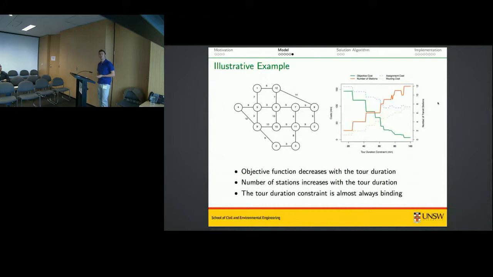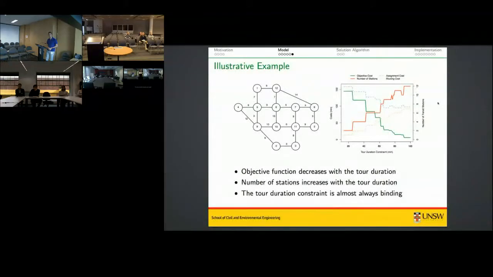Is there a question here? Yep. Listen, I was just wondering, what was the linearization technique you used?